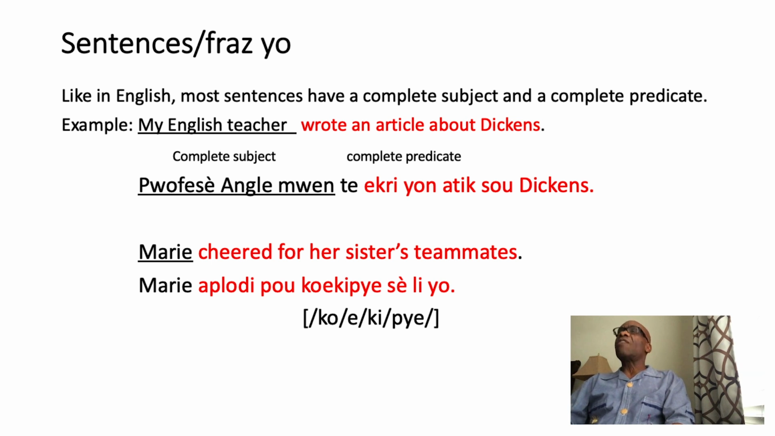Now, on the next slide, we are going to start to learn about sentence structure. Sentence is phrase. Because it is plural, it's phrase yo. Like in English, most sentences have a complete subject and a complete predicate. For example, my English teacher is the complete subject. Wrote an article about Dickens is the complete predicate.